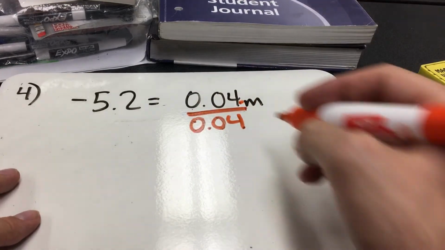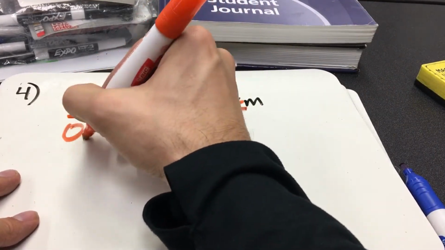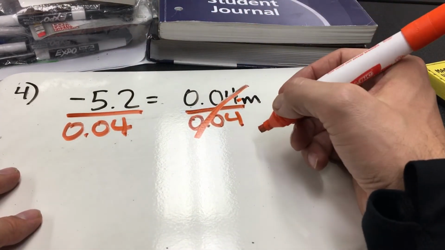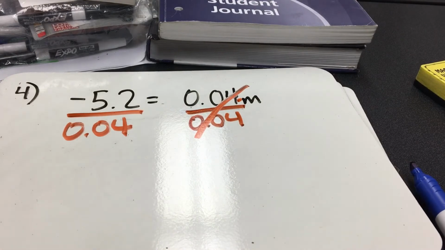0.04 is dividing. It's going to be our inverse of multiplying. So whatever I do on one side, I do the same thing on the other. Boom, right there. Anything divided by itself equals 1. Mimi's calculator is going to come to the rescue.